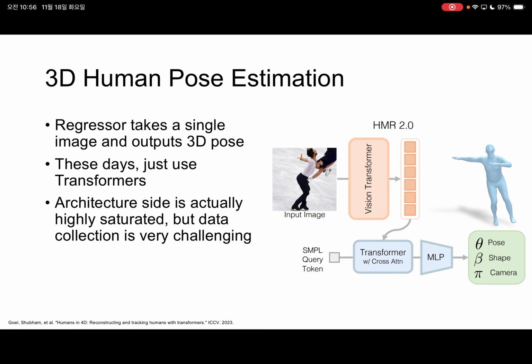So of course the dominant paradigm is using a neural network. A neural network takes a single image and outputs 3D pose, shape, or camera parameters. These days, the architecture side is very saturated, highly converged to transformer. People just use transformer, and then just MLP. So on the architecture side, I don't think anything is going to happen just using transformer. But the challenge is data collection. How can we collect data to train this kind of neural network? That is always challenging.